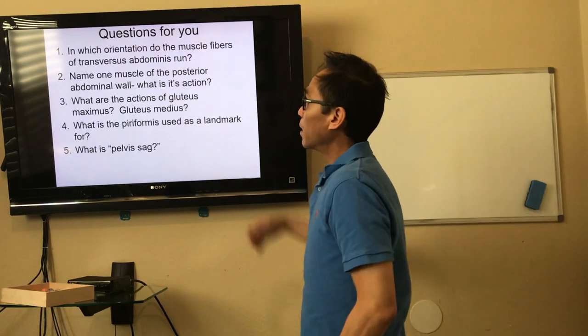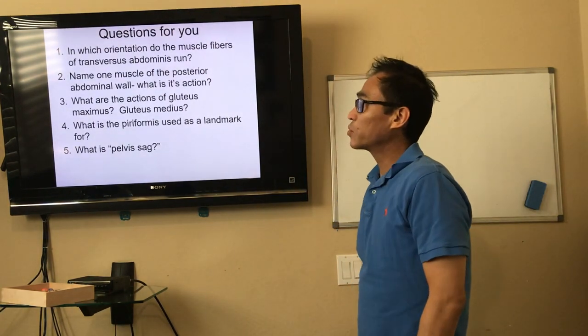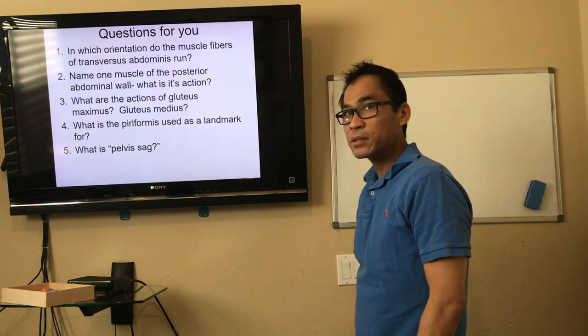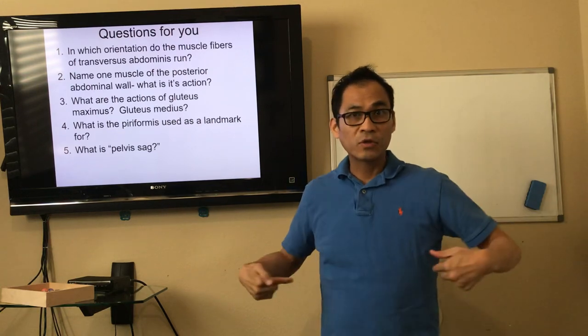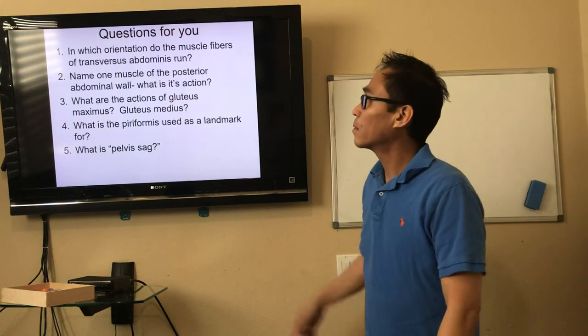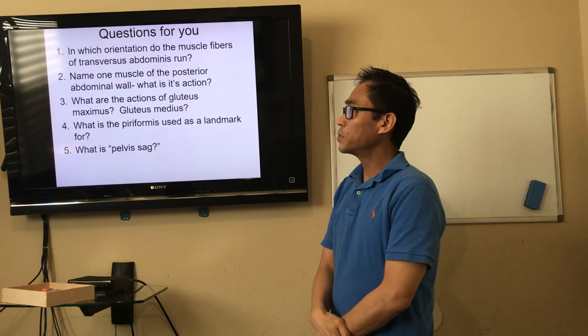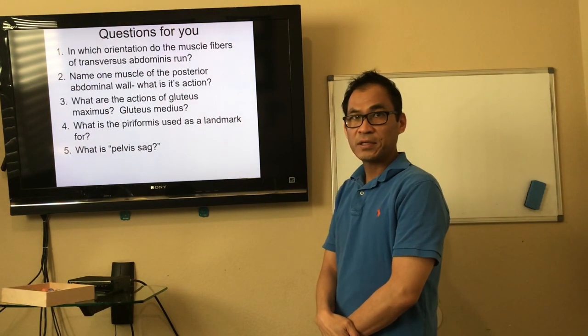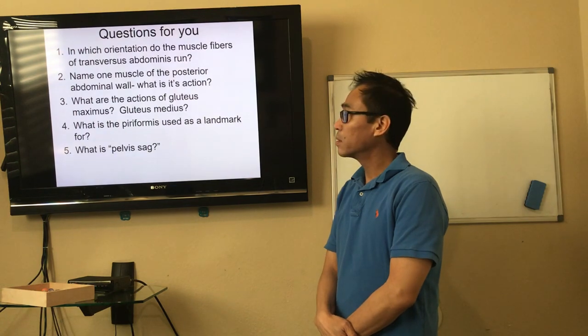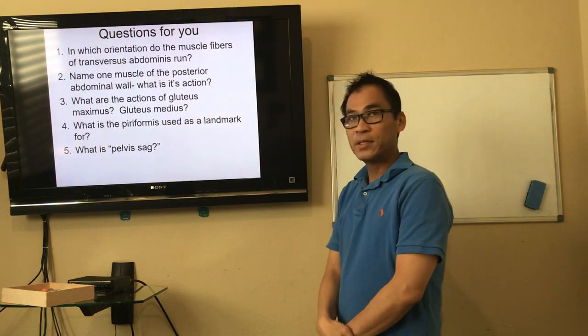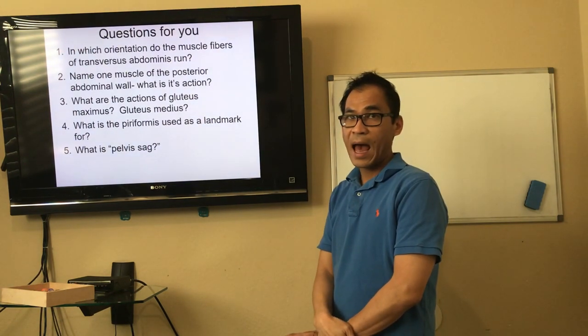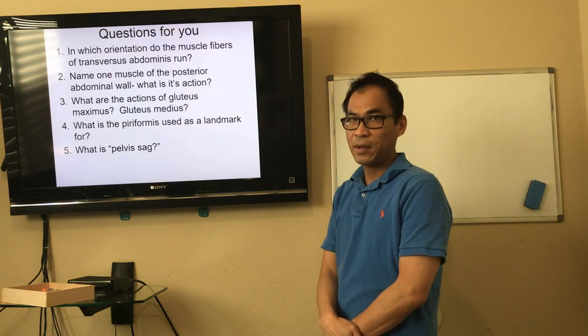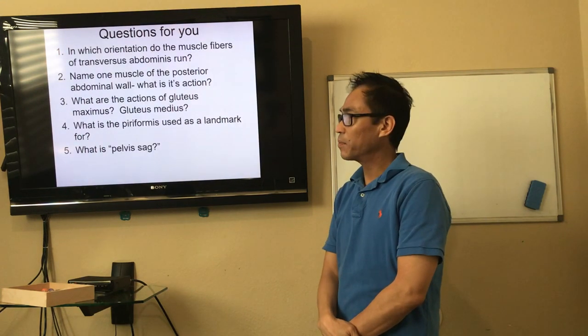Number one, in which orientation do the muscle fibers of transversus abdominis run? In the horizontal plane, transversely. In one muscle of the posterior abdominal wall, that's the iliopsoas, its action is hip flexion. The actions of gluteus maximus: it can extend the hip, abduct the hip, and laterally rotate the hip.